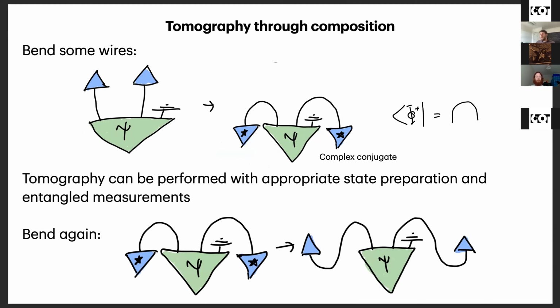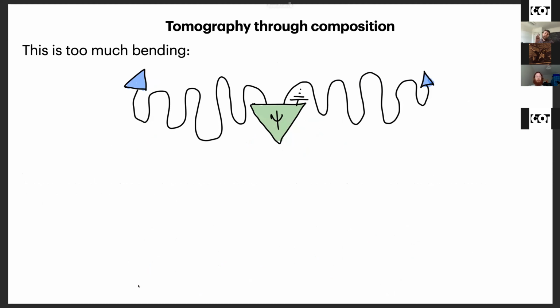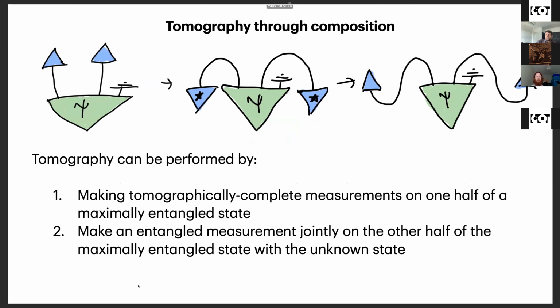And then, once I've bent once, why not? I can just bend the wires again. So this wire that was coming down, I can bend it back. So now I have a nice, happy effect again. So I've gone from having a state and I've bent it back round to having an effect. Just to warn you, this is far too much bending. Don't ever go that far. I think this is a reasonable amount of bending.